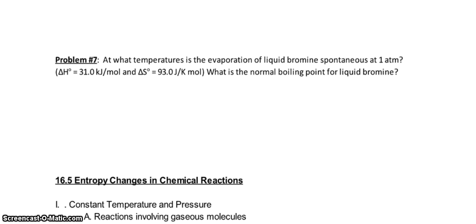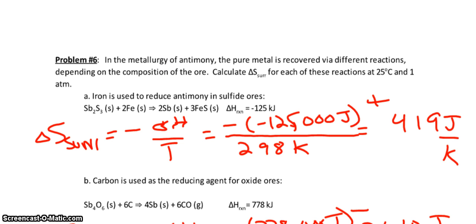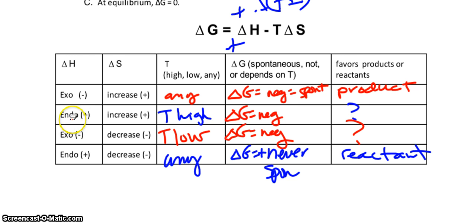At what temperature is the evaporation of liquid bromine spontaneous at one atmosphere? And so now we're asking, at what point is the temperature going to make that difference? Look at these signs here. Notice that delta H is positive. That's endothermic. That's not a typical scenario. However, your randomness is getting bigger. So if you go back and look at the chart from the previous page, when we have endothermic and an increase in entropy, what does it depend on? It will be spontaneous if you have a high temperature. So this can work. So let's try this.